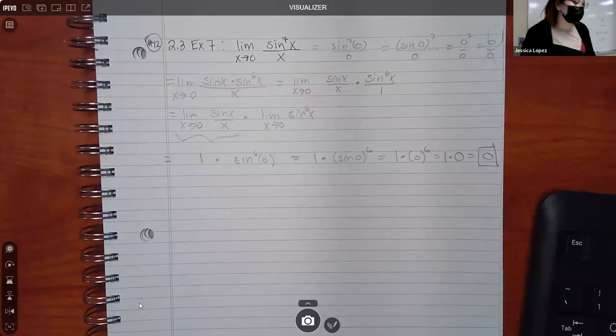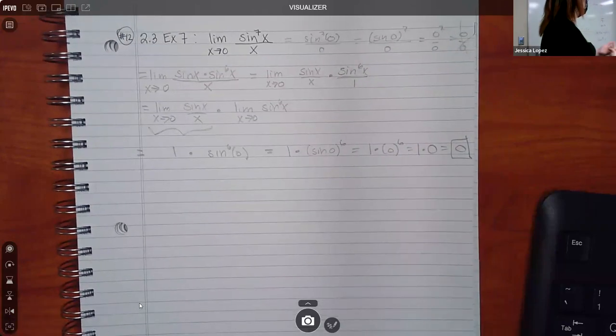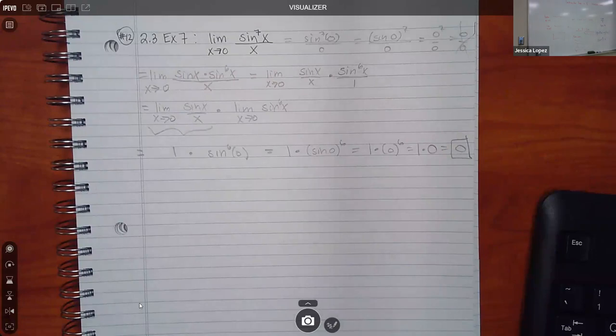So here is the problem. I first tried to plug in the zero. So it is this, and then sine of zero is actually zero, and then zero to the 10th power is still zero. So I have one of those interesting forms, zero over zero. So that means I do need to manipulate this in some way.